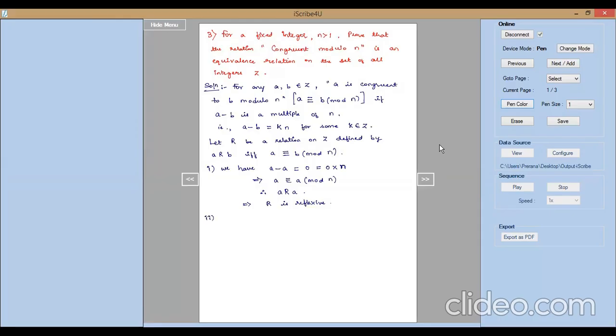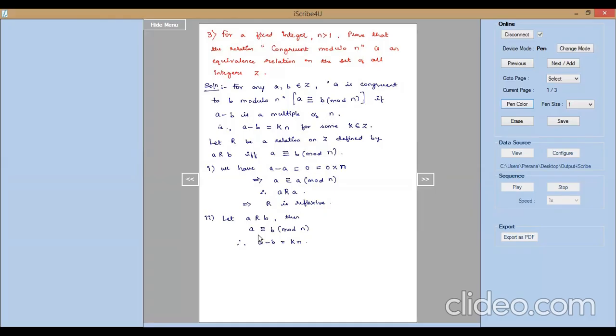Second, to prove symmetric, let us assume that A is related to B. If A is related to B, then according to the modulo definition, A is congruent to B mod n. This is the same as writing A minus B is equal to Kn. When is A congruent to B mod n? When A minus B is a multiple of n. When A minus B is a multiple of n, we can say A is congruent to B mod n.